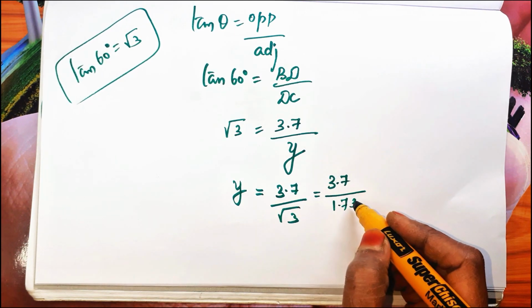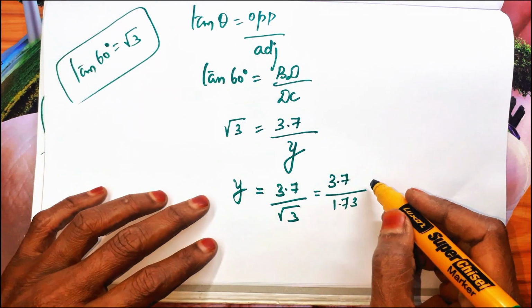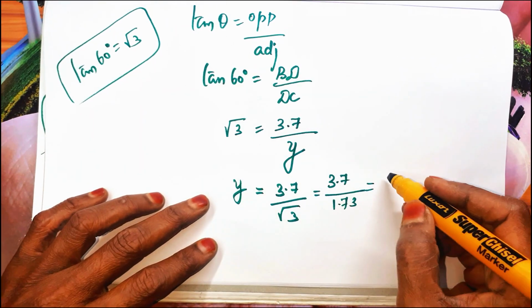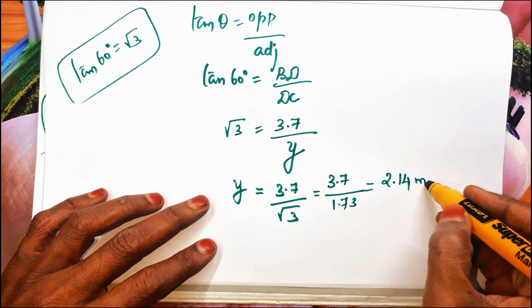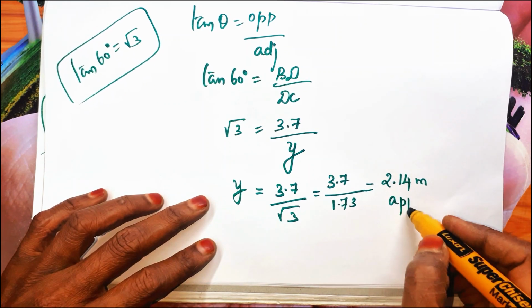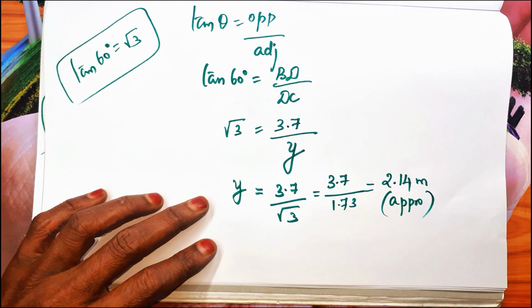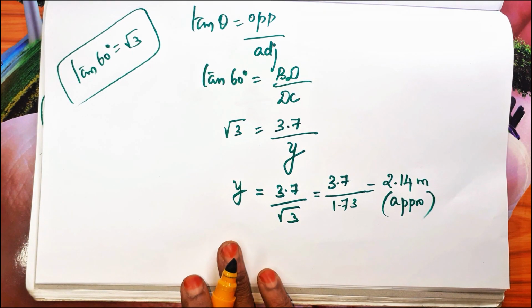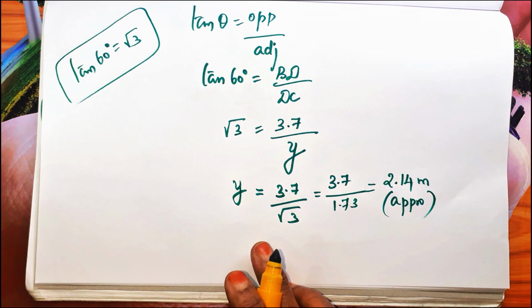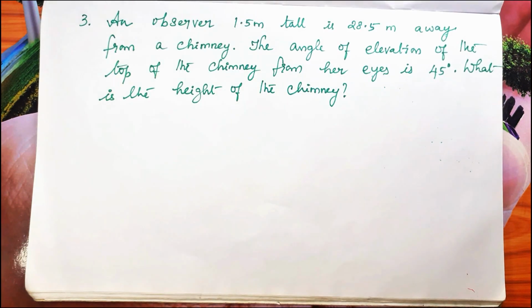1.73. What is that given? 1.73, and after simplification we are getting this answer as 2.14 meter approximately. So this is the distance where we have to place the ladder. Is it clear? Now come to the third problem.